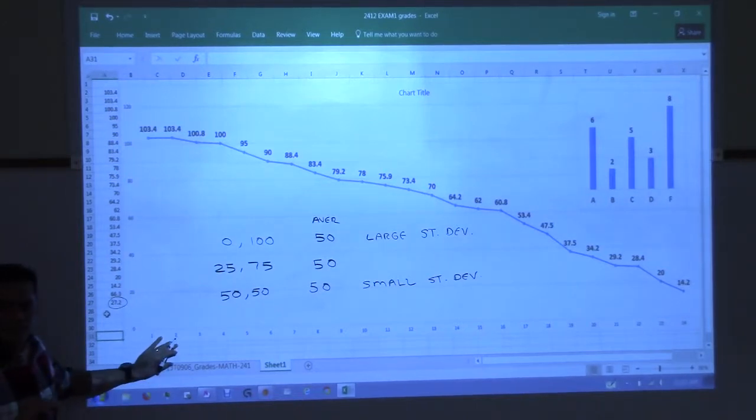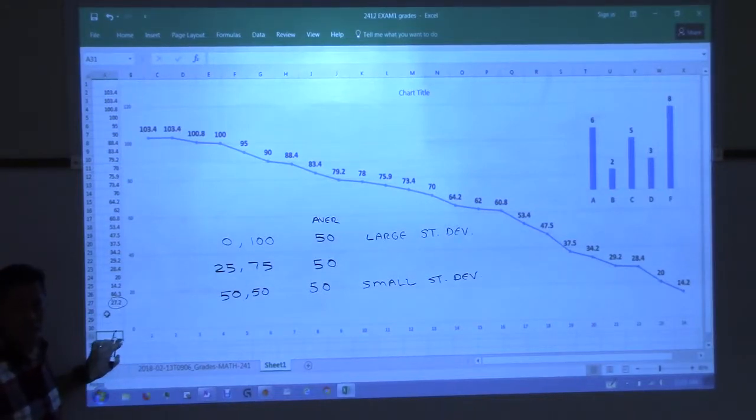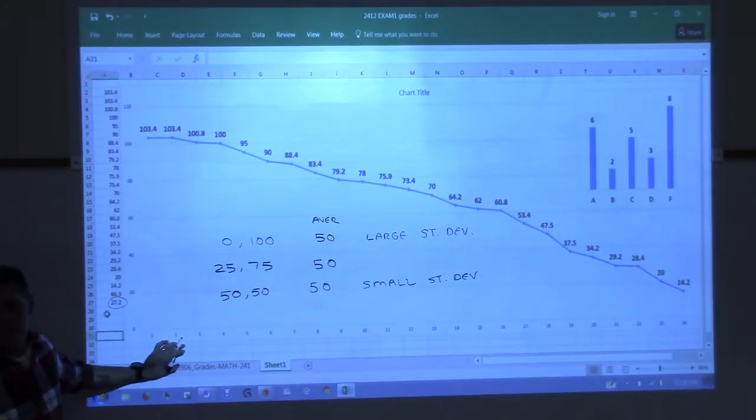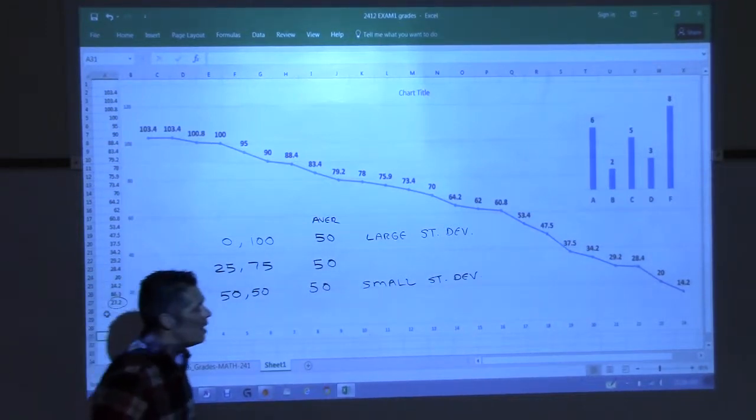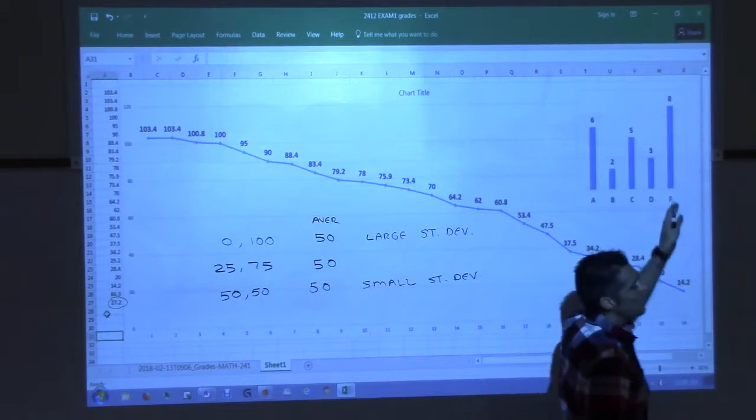Most of my standard deviations in most of my classes historically are about 15 points. This is 27. It's a huge standard deviation. Huge, almost double what I normally see. And you can see it in the grades. You can see it right here.